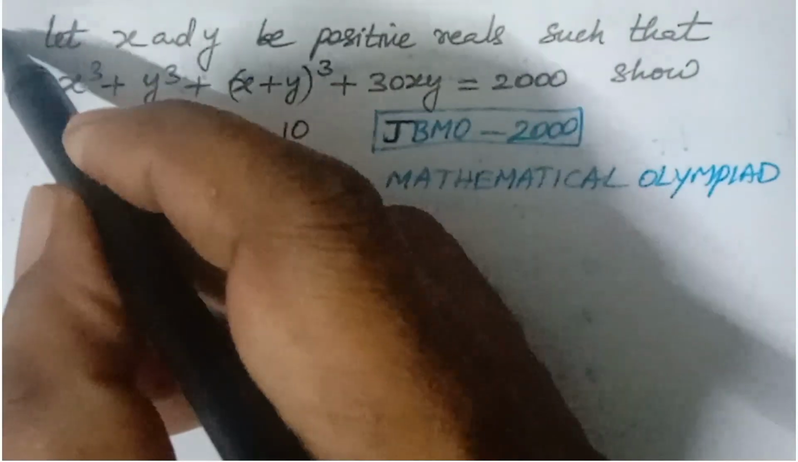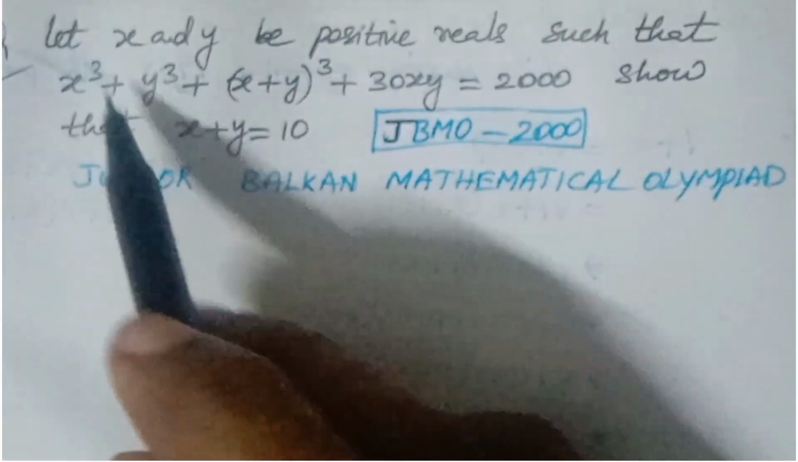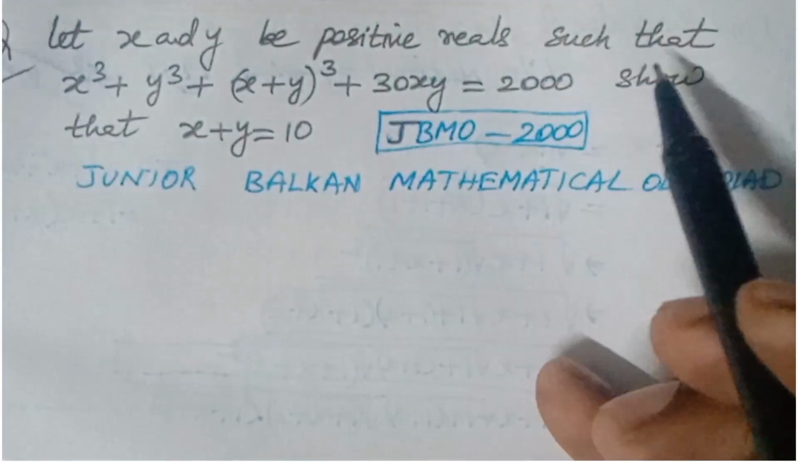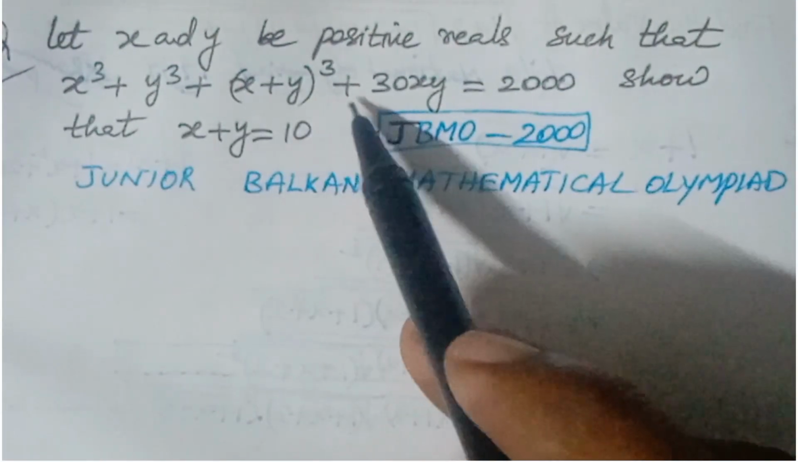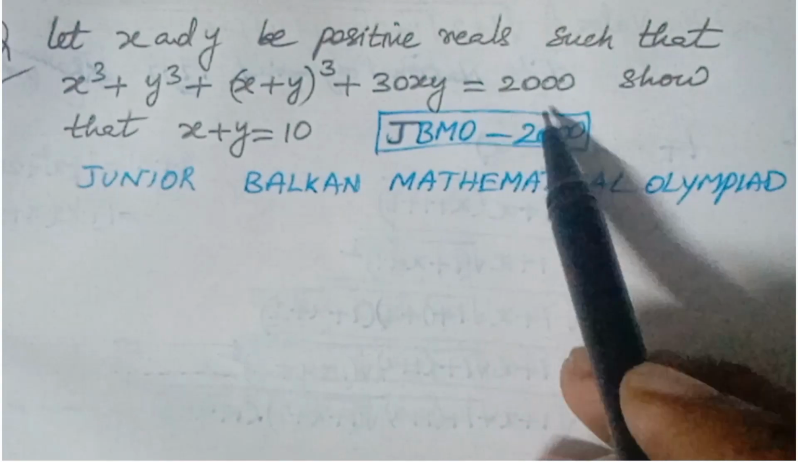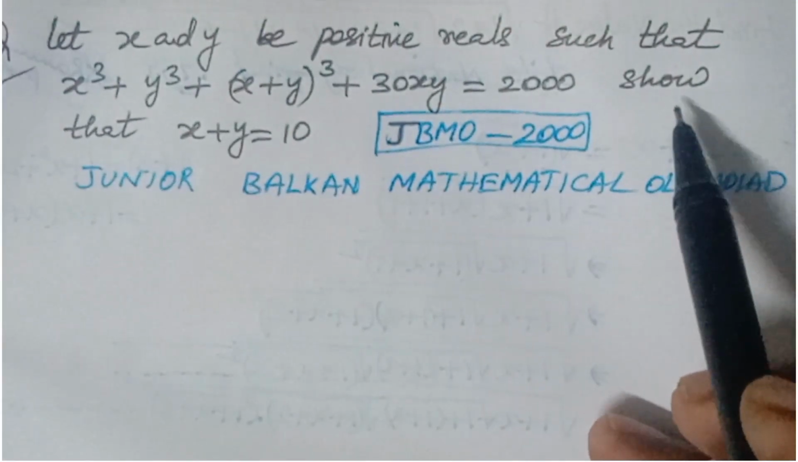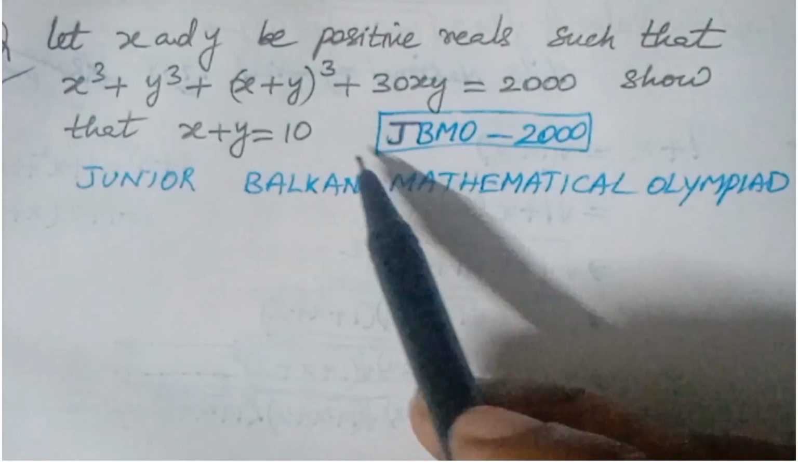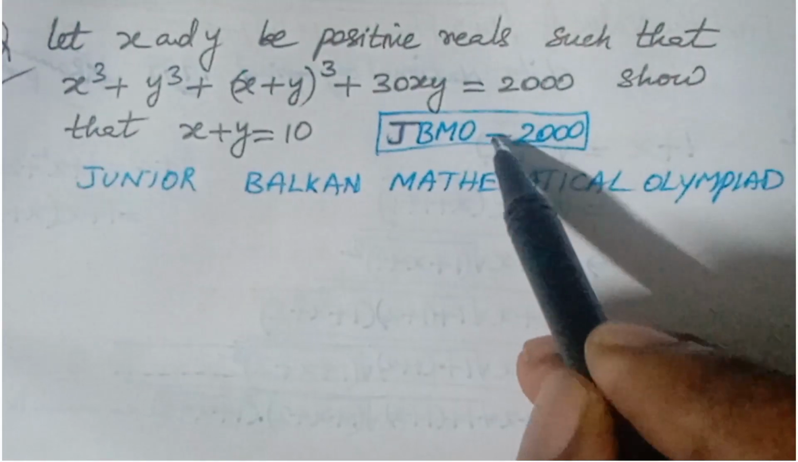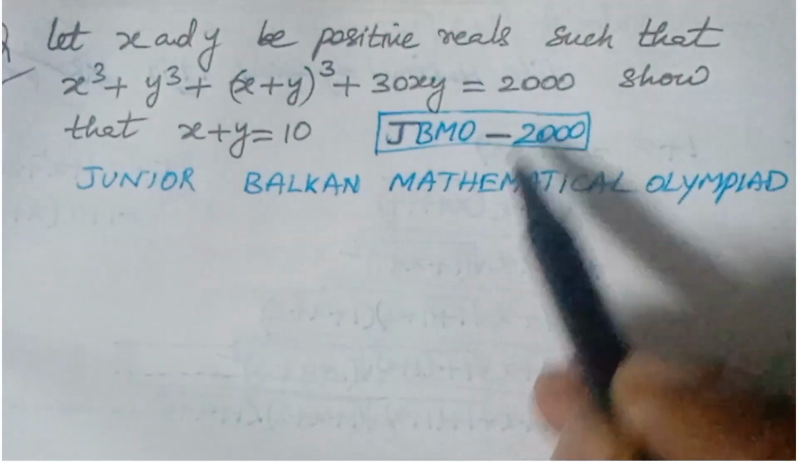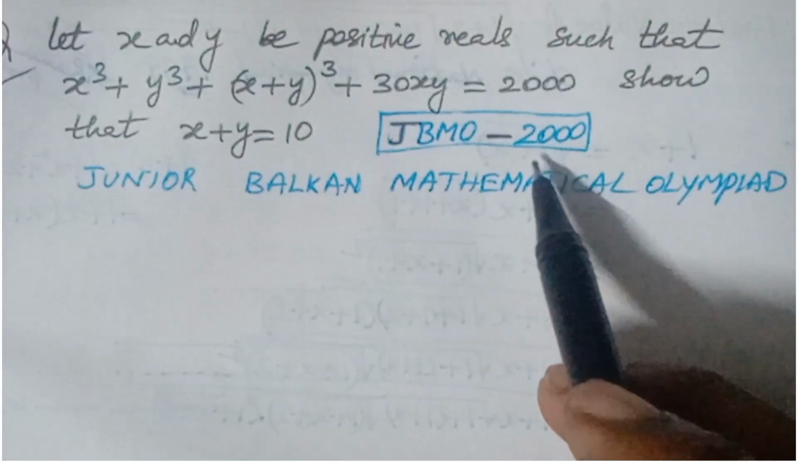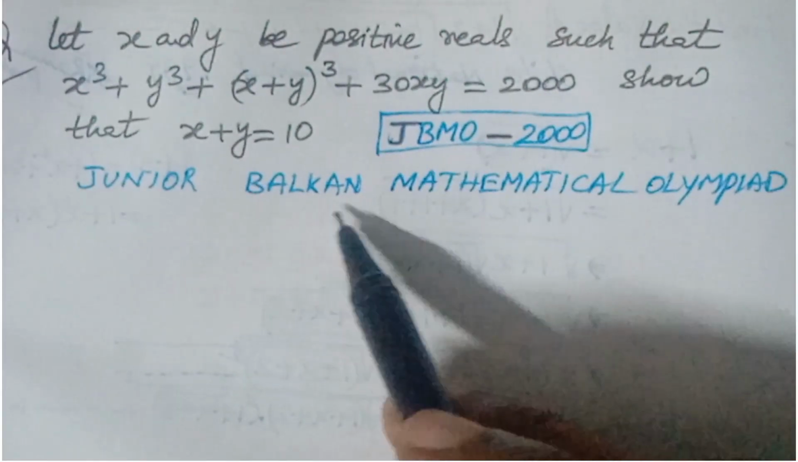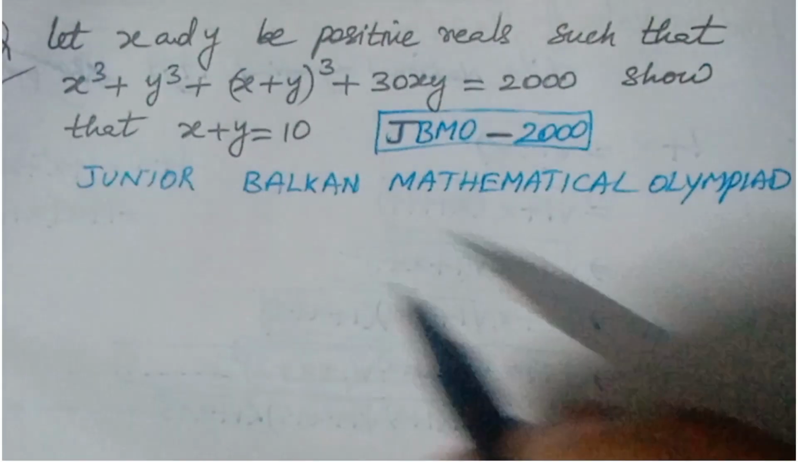So the question is given. Let x and y be positive reals such that x cube plus y cube plus (x plus y) whole cube plus 30xy is equal to 2000. Show that x plus y is equal to 10. It is given in the Junior Balkan Mathematical Olympiad 2000. The question is asked in the Junior Balkan Mathematical Olympiad.